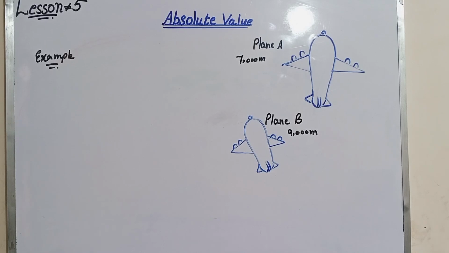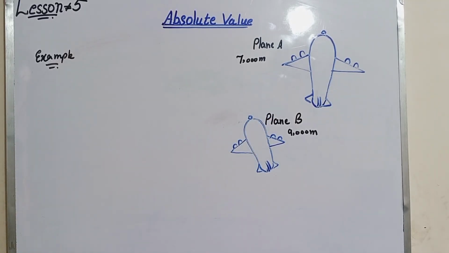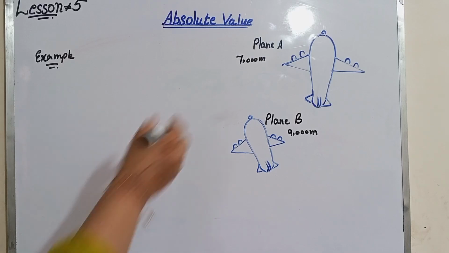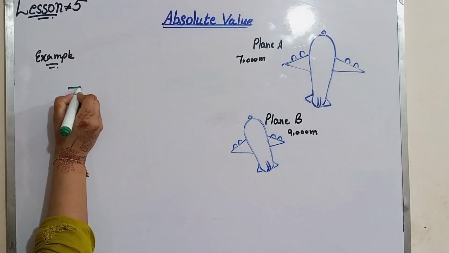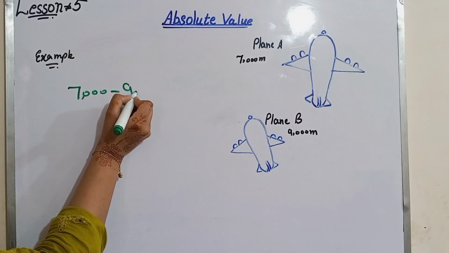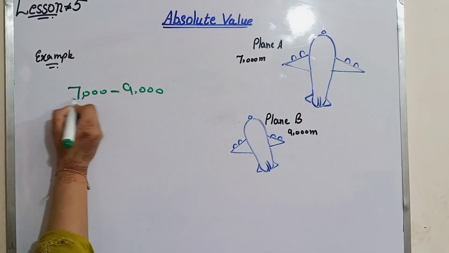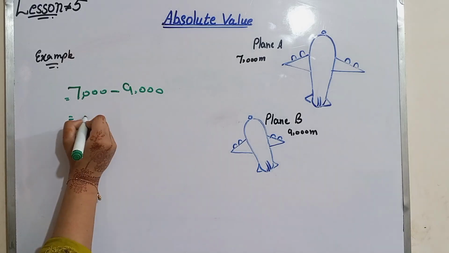Okay, let's say two airplanes are flying. Plane A, plane B. Plane A is at 7,000 meters. Plane B is at 9,000 meters. What's the difference? What will we do? We will subtract 7,000 minus 9,000 meters. So our answer will be minus 2,000.